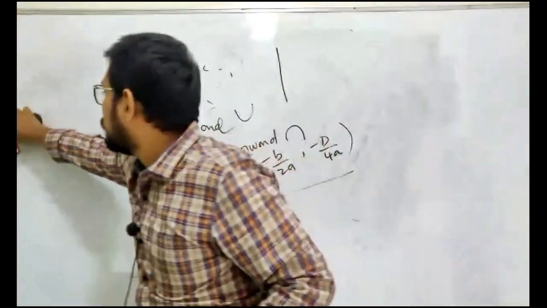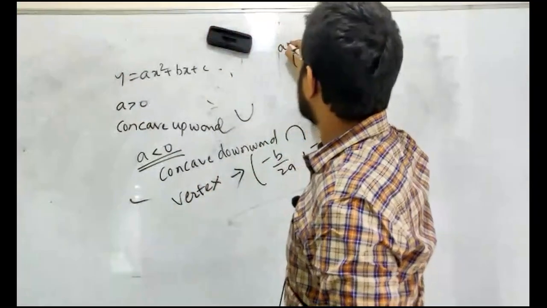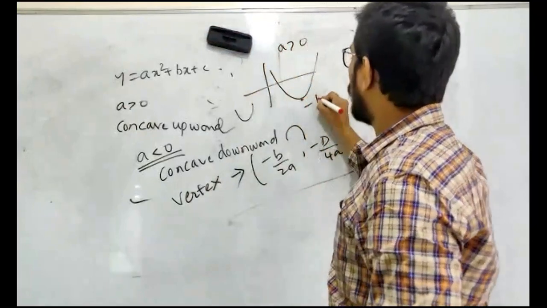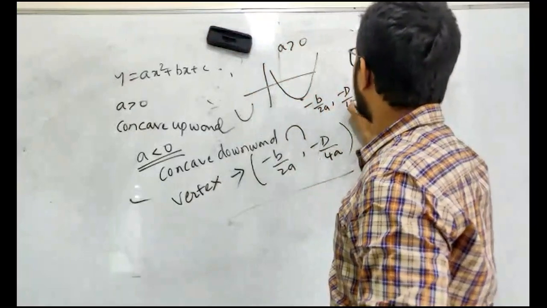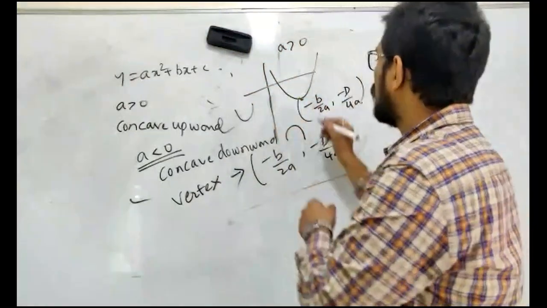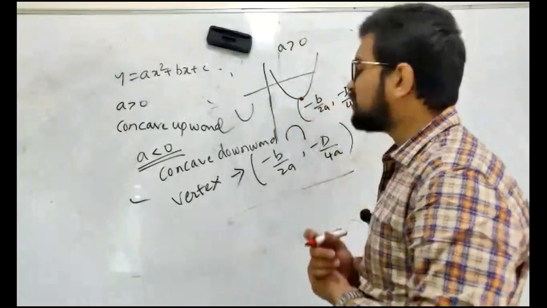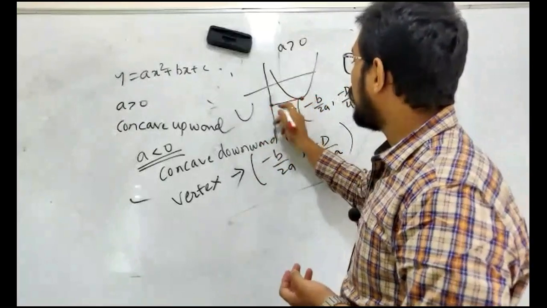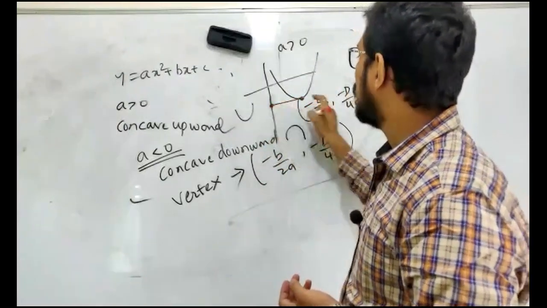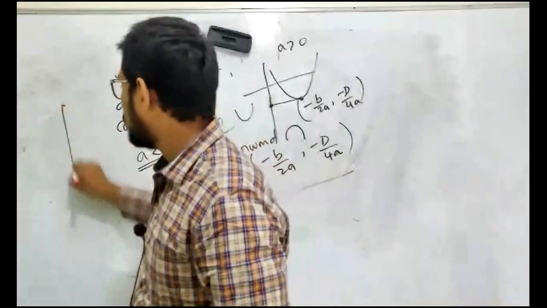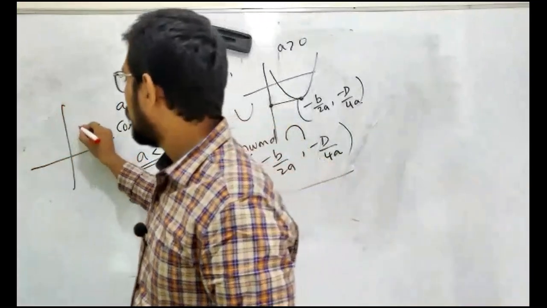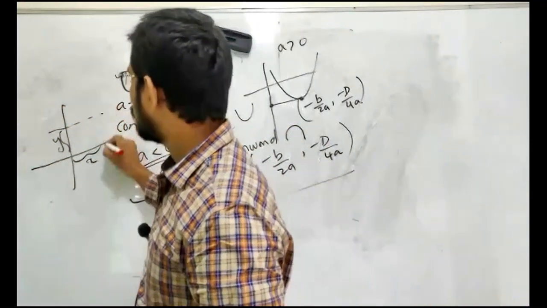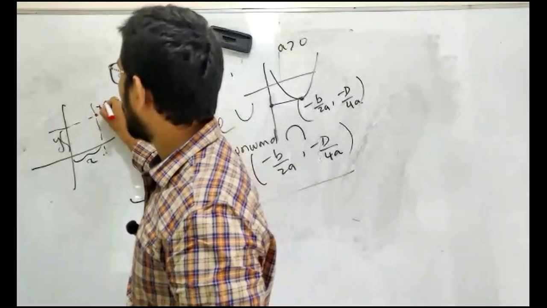For this parabola, let's say a is greater than 0. What is this point? This point is minus b by 2a, comma minus d by 4a. Now, what will be this y value, and this x value? For example, if I take some point, this is x, let's say this is y. Join a line like this, and like this. This point will be x comma y.